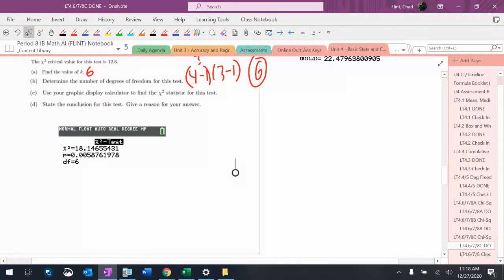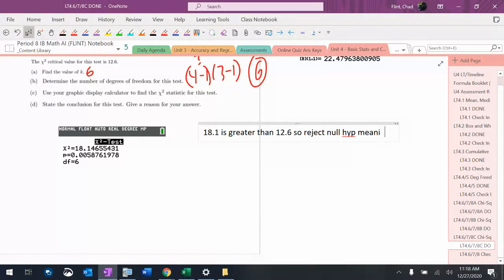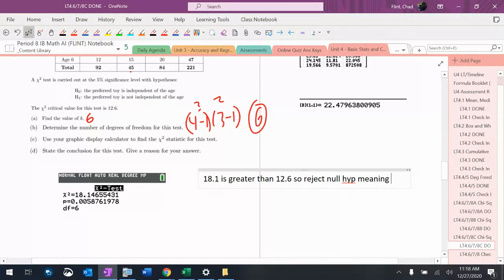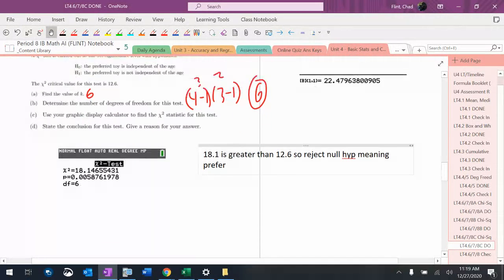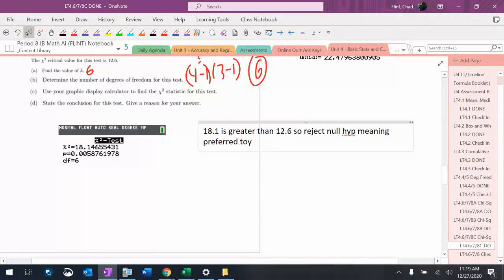So it says state the conclusion for this test. So 18.1 is greater than 12.6. So reject the null hypothesis, meaning preferred toy and age are dependent. Preferred, two R's. Preferred toy and age is dependent.